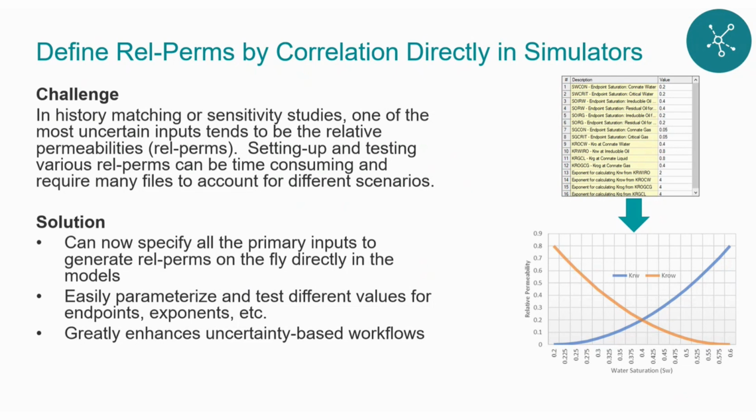And this takes time, and file management itself can become an issue. With the latest update, though, we can now specify that parameters associated with those same Corey and LET type correlations can now be directly input into the simulation model, making it easy to update on the fly or to flag as an uncertain parameter for CMG's CMOST uncertainty and optimization tool to then investigate.